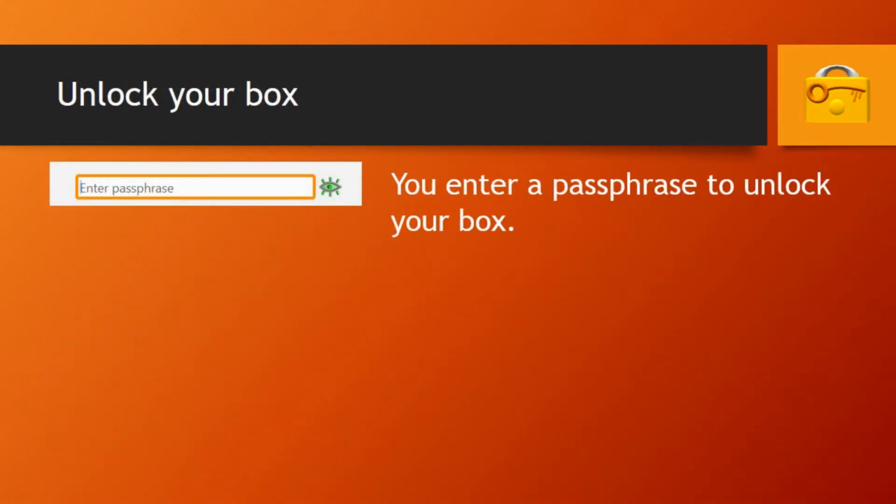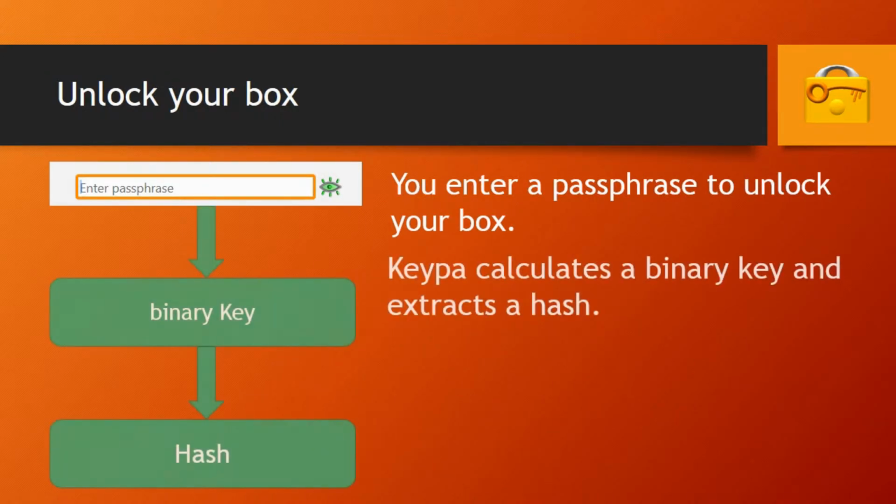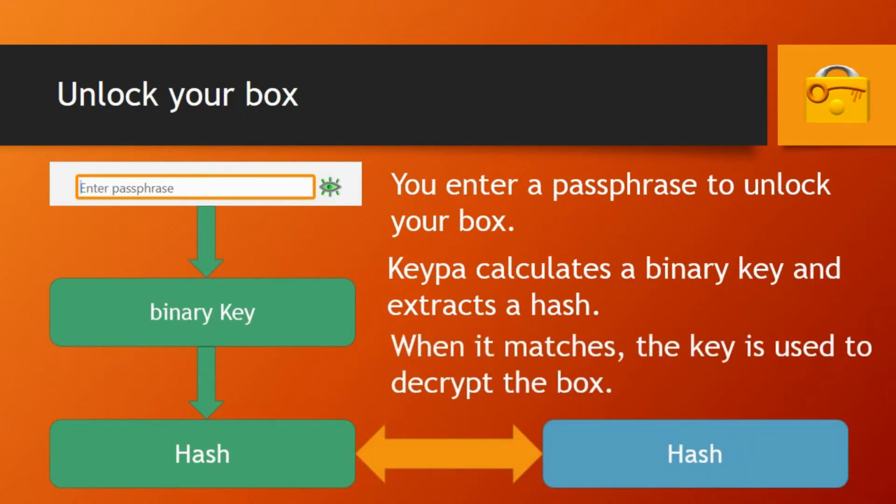Whenever you enter a passphrase to unlock your box, the same happens as before. Keypa calculates a binary key and then extracts your hash. When it matches, the key is used to decrypt the box.